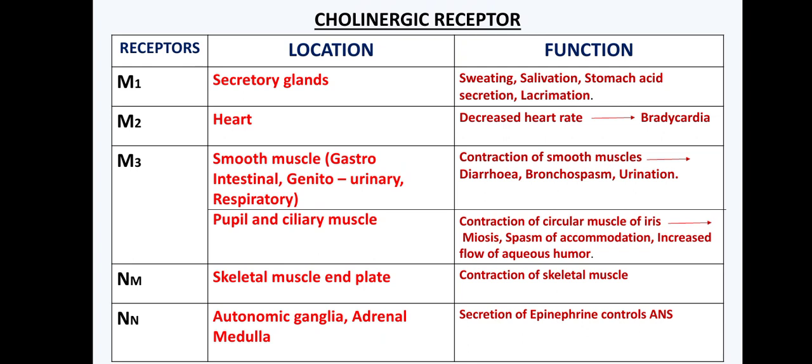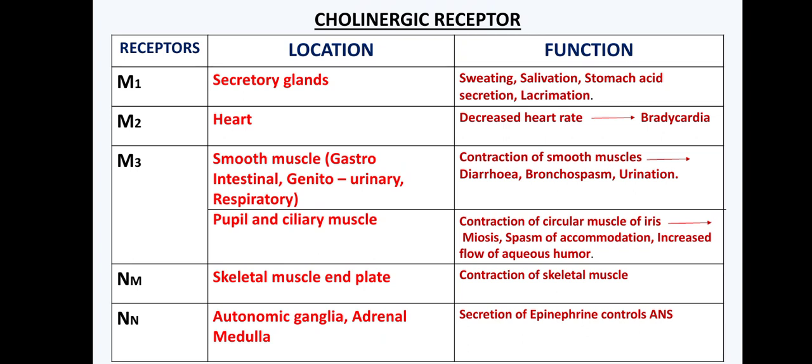The M3 receptor has two locations. One is smooth muscle, that is smooth muscle present in gastrointestinal, genitourinary and respiratory tracts. M3 receptor produces contraction of these smooth muscles that leads to diarrhea, bronchospasm and urination. Another M3 receptor is present in pupil and ciliary muscles of the eye. This produces contraction of circular muscle of iris that leads to miosis, spasm of accommodation, increased flow of aqueous humor.